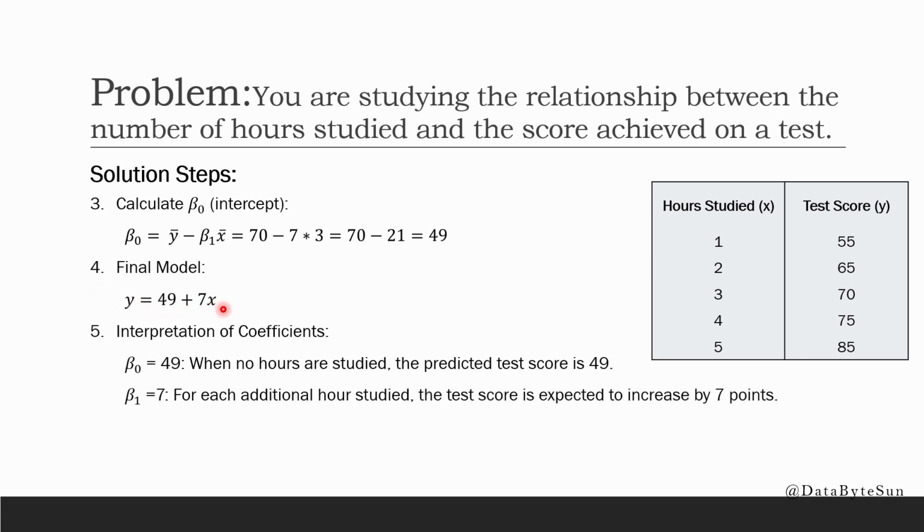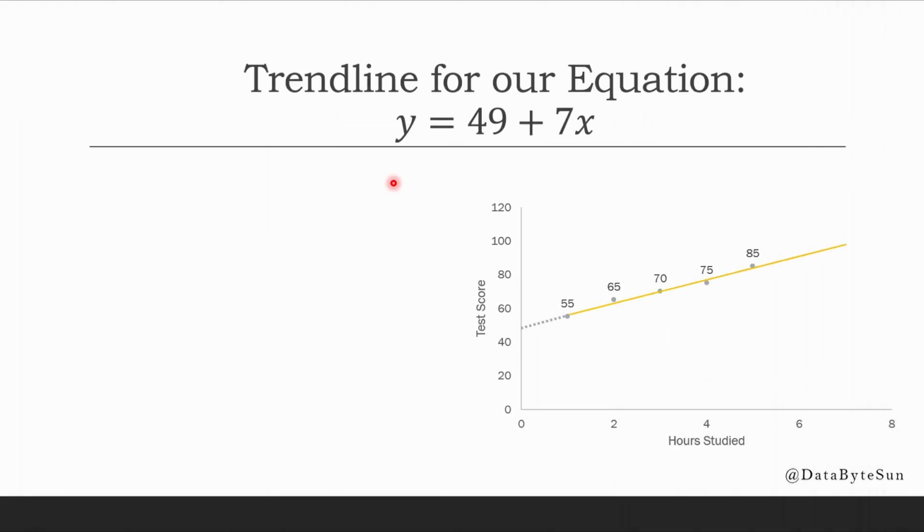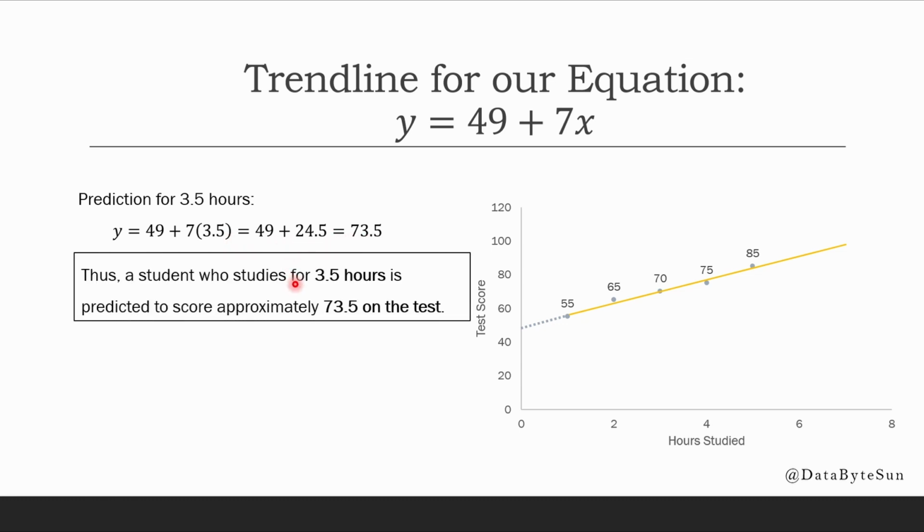This means 49 is the expected score if 0 hours are studied and each additional hour adds 7 points. If we want to predict the score for 3.5 hours of study, we plug it into our equation, y equal to 49 plus 7 multiplied by 3.5. Thus, a student who studies for 3.5 hours is predicted to score approximately 73.5 on the test. The plot shows the line which satisfies our equation over test score and hours studied.